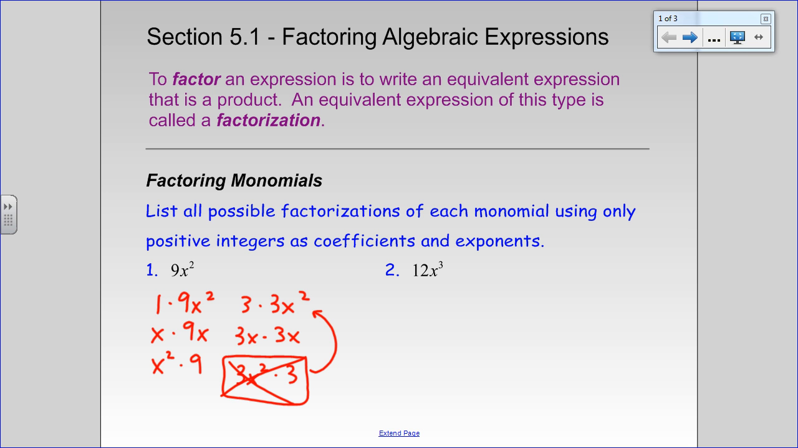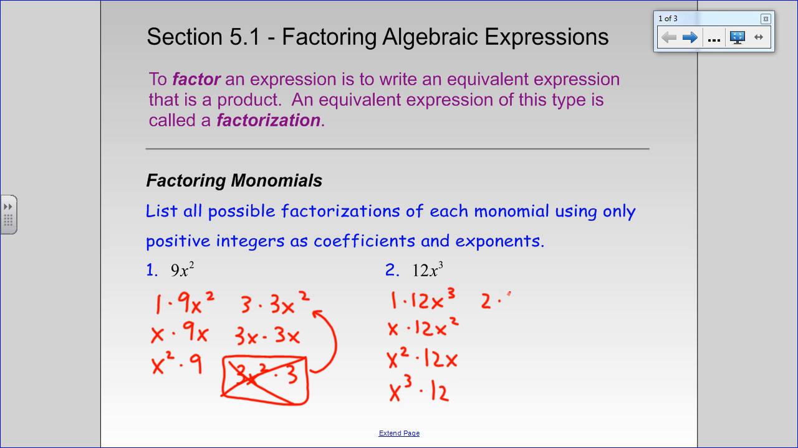What about our second monomial, 12x cubed? Well, once again, let's organize our list based on the factorizations of the coefficient. We could have 1 times 12, 2 times 6, and 3 times 4. So we have 1 times 12x cubed, 1x times 12x squared, 1x squared times 12x, and 1x cubed times 12.